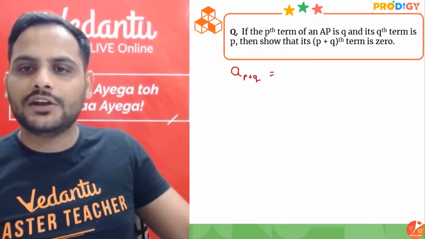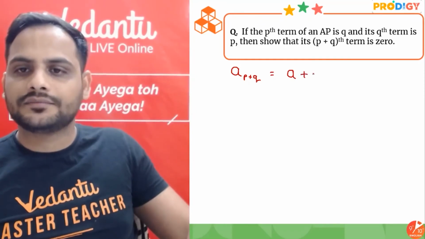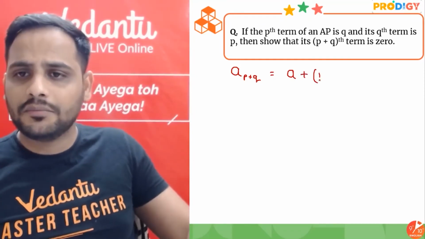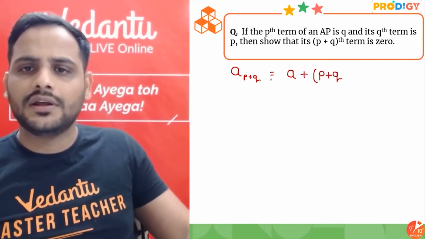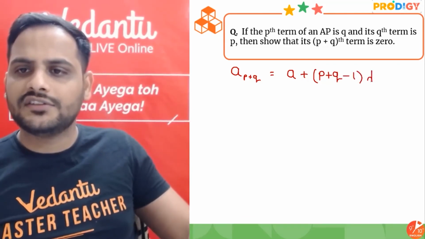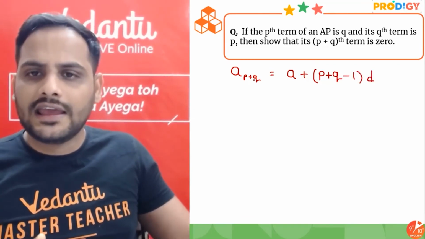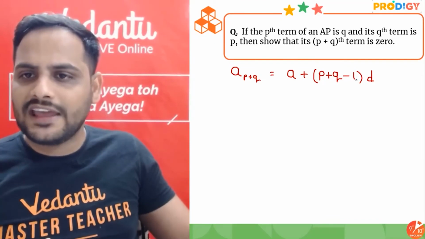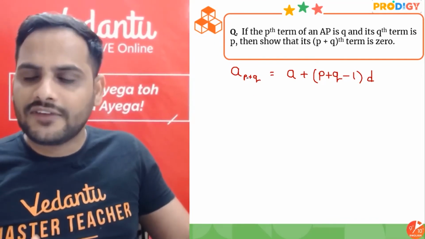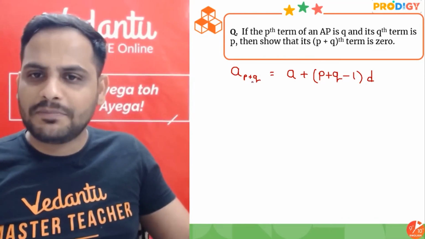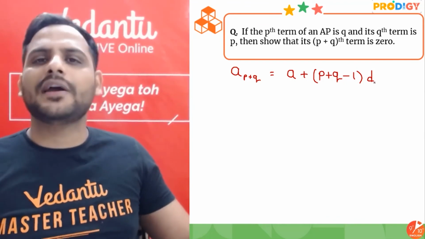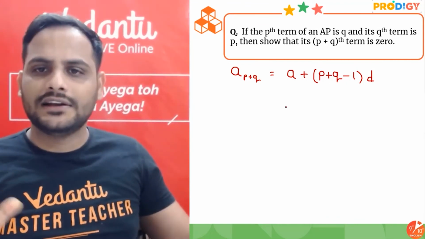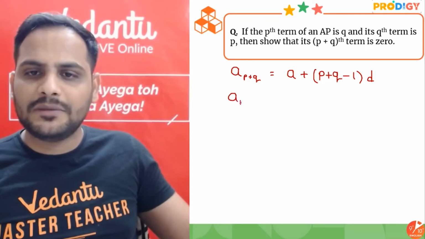So obviously it will be a plus whatever value over here, p plus q is over here, minus 1 into d. The general term formula says that only, na. A n is equal to a plus n minus 1 into d. So in place of n, write p plus q. So a p plus q is a plus p plus q minus 1 into d. Right? ठीक है?